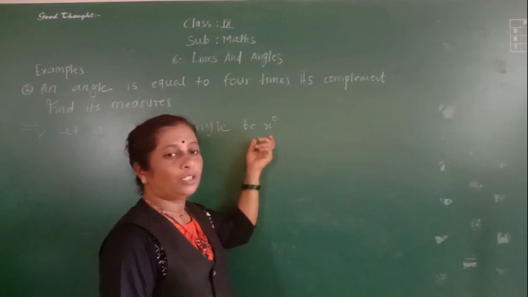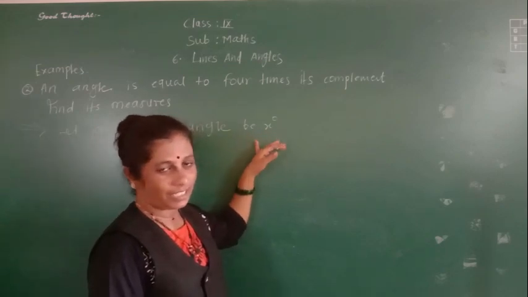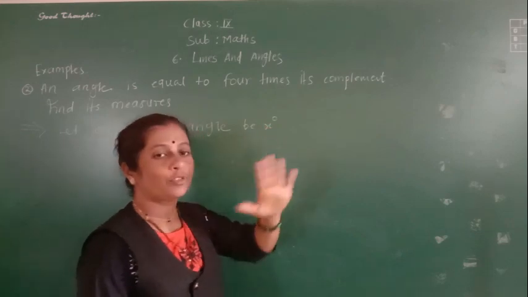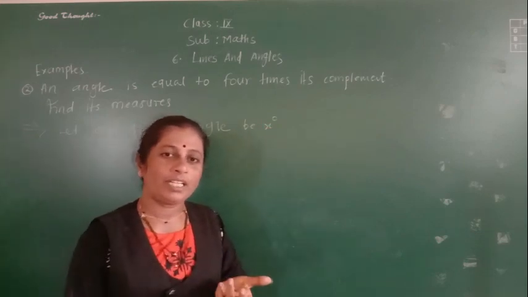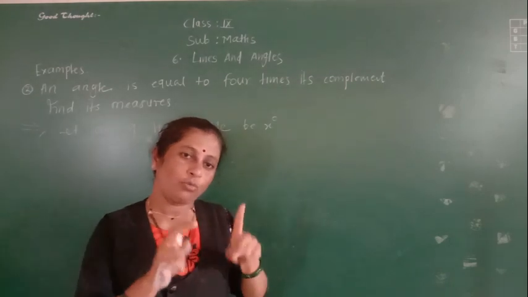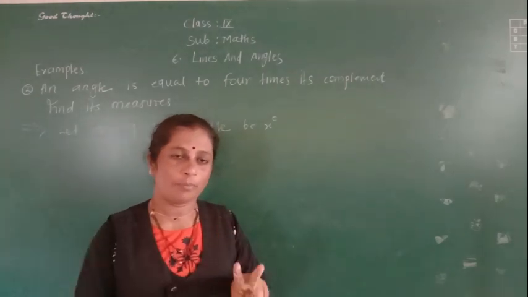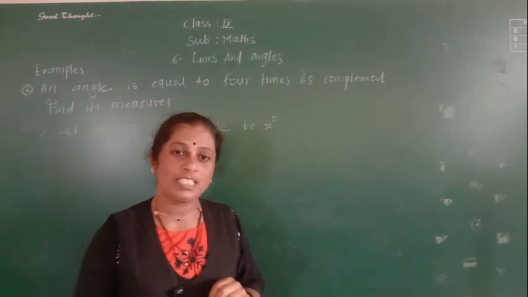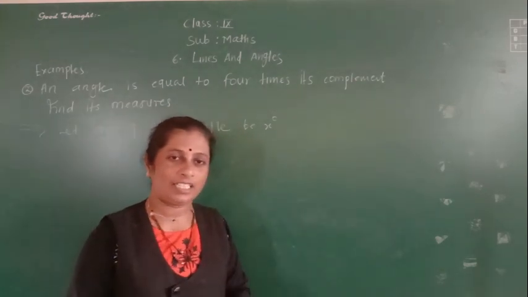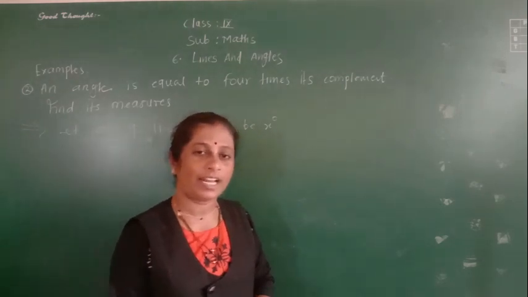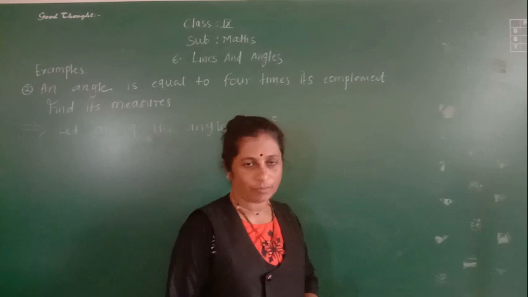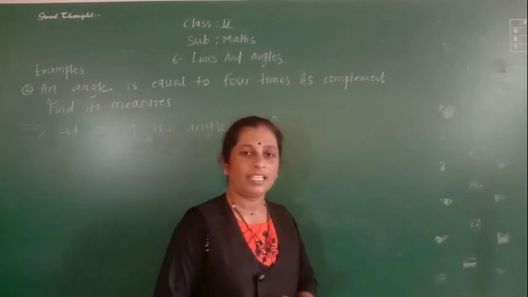See here, the two angles' measurement is 90 degrees, right? So if one angle is supposed to be 30 degrees, then what will be the other angle? We know that when two angles are complementary, the measure is 90 degrees. So if one of the angles is 30 degrees, then the remaining angle is 90 minus 30, so you will get 60 degrees, because 30 plus 60 is 90 degrees, right?